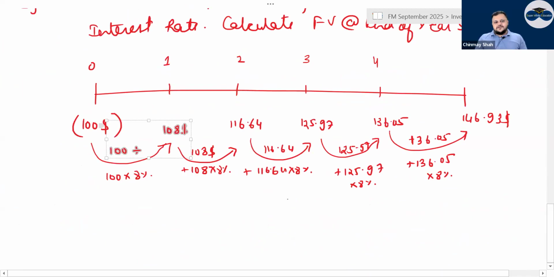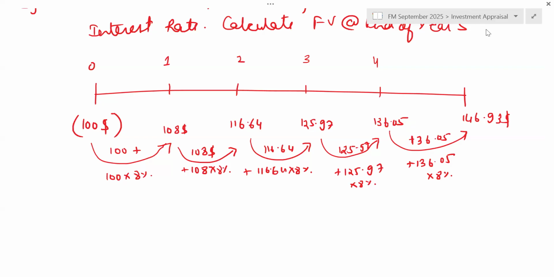But sir, every time can we do this for 10, 20 years? Will you be able to do this? No. So there has to be a derivation of the formula. Without deriving the formula, can you understand it? So at the end of 5 years, how much will you get back? 146.9. Any problem with that? So let's derive the formula. Can we derive the formula?